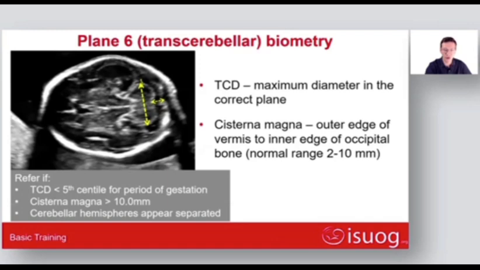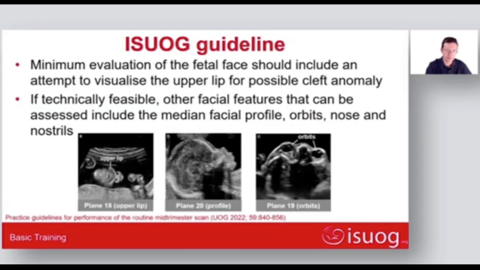In this plane, you can also measure the transcerebellar diameter and the cisterna magna. Measure from the vermis to the inner edge of the occipital bones.